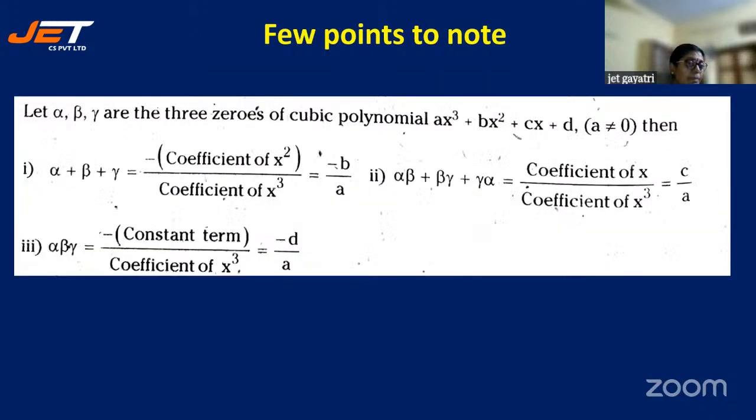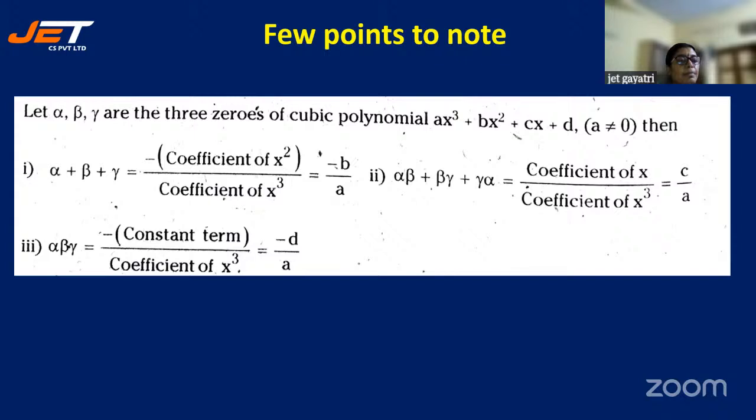Yes. Next, let alpha, beta, gamma be the three zeros of a cubic polynomial. Cubic polynomial here is ax cube plus bx square plus cx plus d, where a is not equal to 0. Okay. So if a becomes 0, what happens? It is not a cubic polynomial, isn't it? So here a is not equal to 0 in that case.